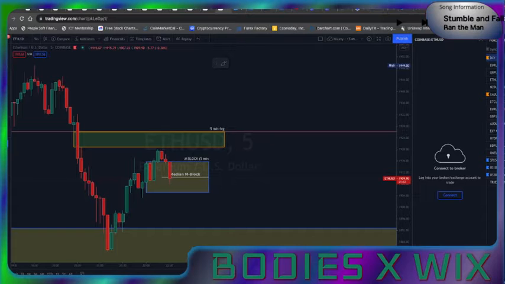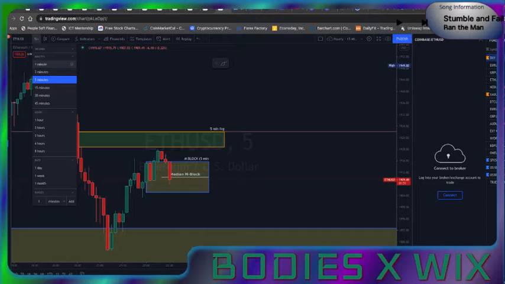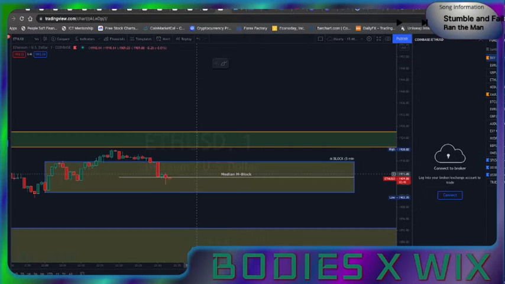I should have restarted my computer, but oh well. I'm going to go to 1 minute. It looks like it took out the liquidity below and hit the order block here. 1 minute order block, which should be pushing it upwards. Wait till it gets a little bit lower if it can.